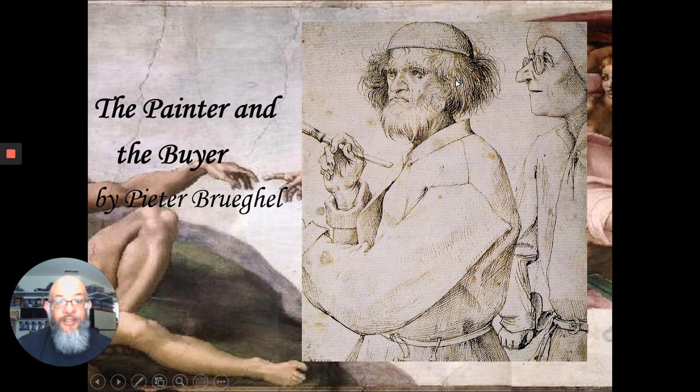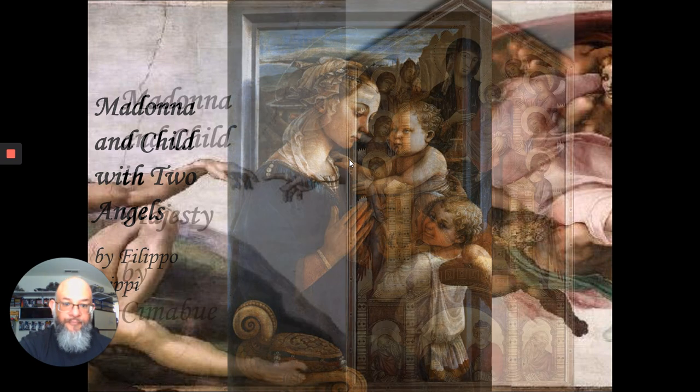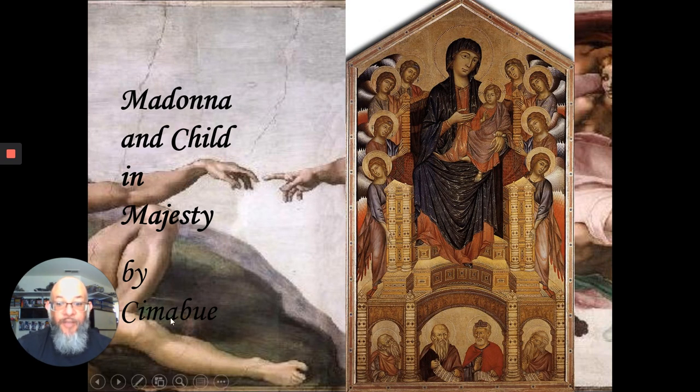The painter and the buyer. So you see the detail, the sketch, the beard. Don't laugh, it looks like me without the hair. So this has to be the Renaissance. Okay. There's another Madonna and Child, but this time it's colorful, vibrant. Obviously the Renaissance. Madonna and Child in Majesty by Cimabue. So this would be the Middle Ages again. You can just tell the flatness.